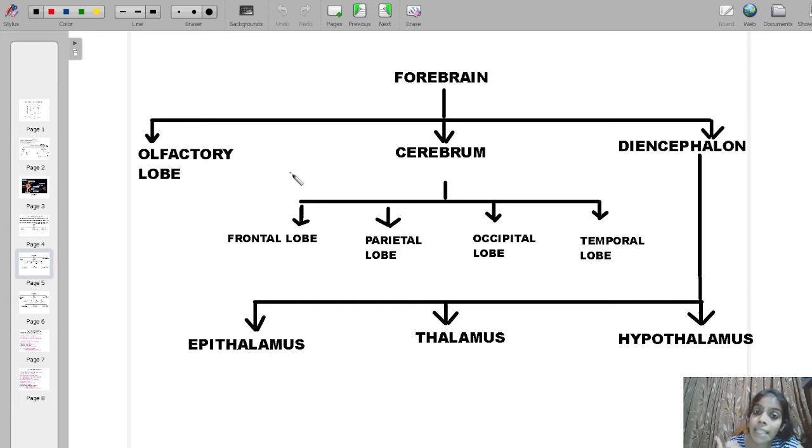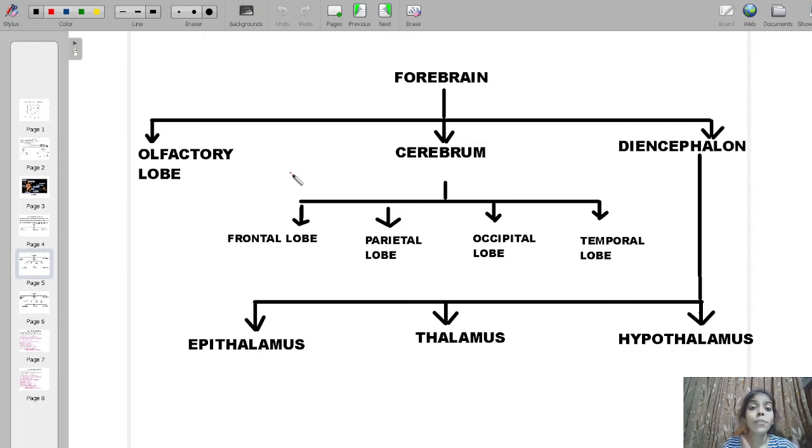Before going into the details of the structure of the brain, I would like to tell you one thing. Brain and spinal cord are both very important structures in our body. So they need ultra care, extreme kind of protection. That is why the brain is encased within the skull, the cranium. The spinal cord remains surrounded by the vertebral column, which is the spine.